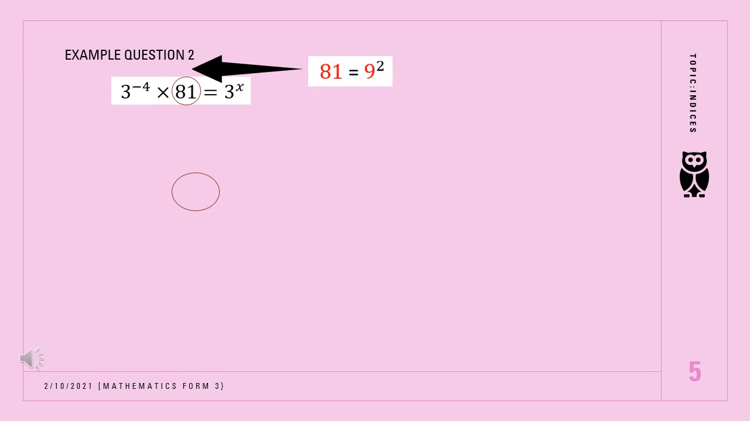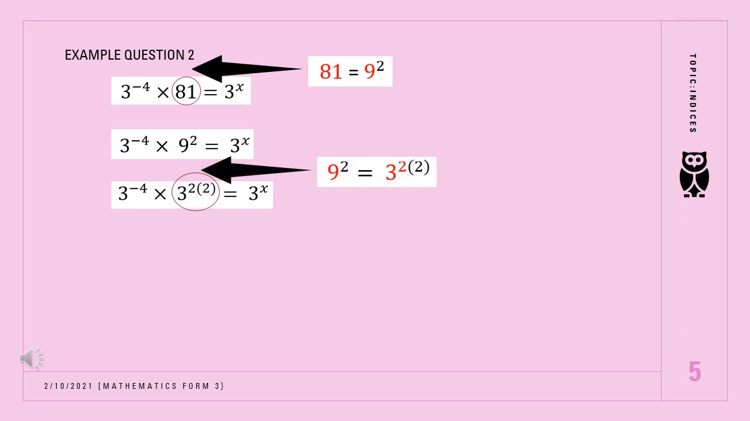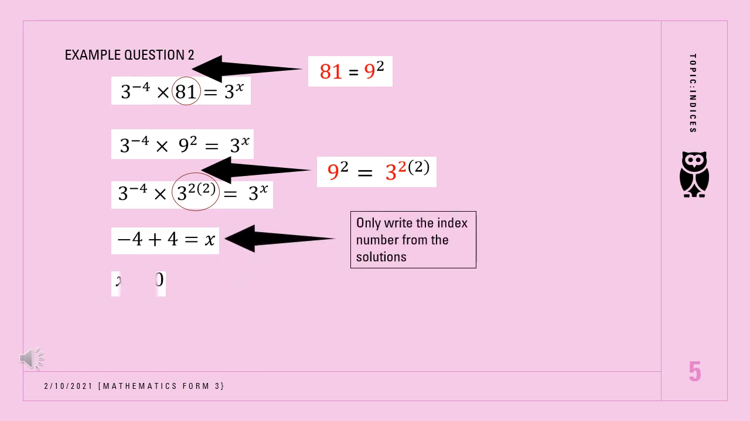Number 9 is not a base of 3, so you need to change it in the second change. Okay, you see the solution number 3. It becomes 3 to the power of 2 times 2. Okay, you need to write like that. So the answer will be 3 to the power of negative 4 times 3 to the power of 2 times 2 equals 3 to the power of x. So you just write down the indices. So negative 4 plus 4 equals x. So the answer of x becomes 0.